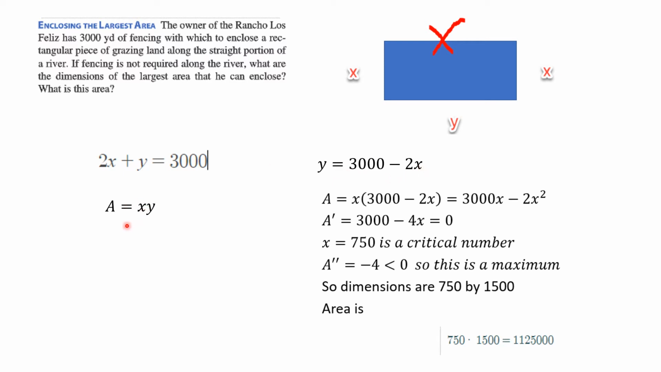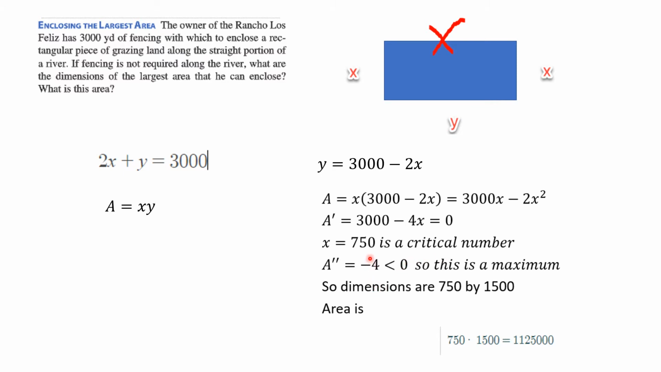Now the area again is x times y. So we're going to have x times what we have for y, turning this into a single variable, which simplifies this way. Then A prime is going to be 3,000 minus 4x, and we set that equal to 0. We find that 750 is a critical number. Now, it turns out that there are not minimum values and maximum values on this, so we're using graphical techniques.